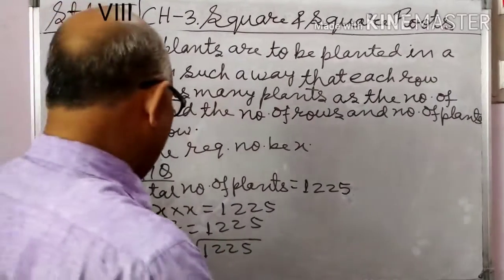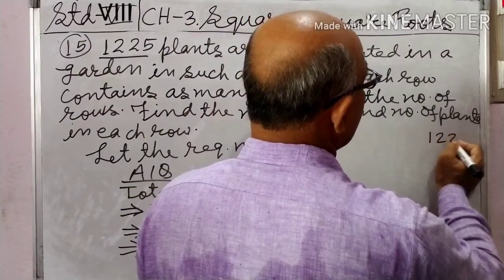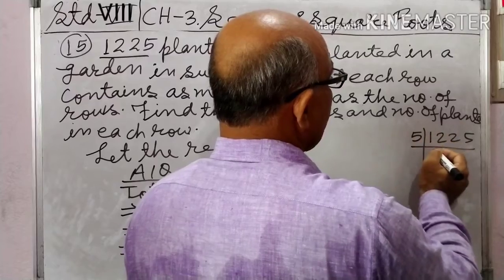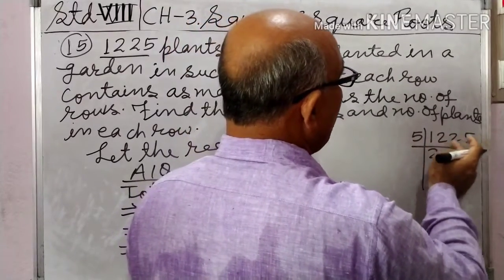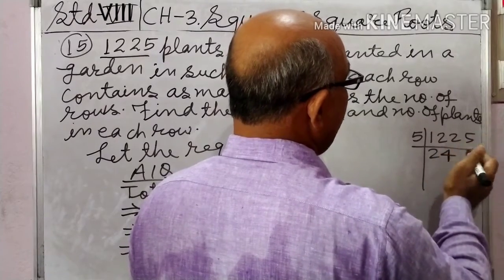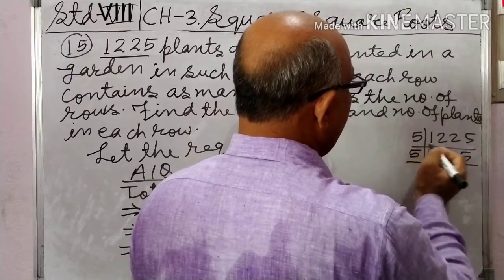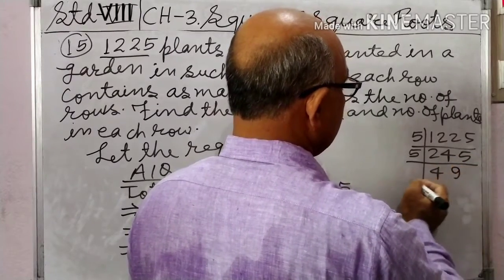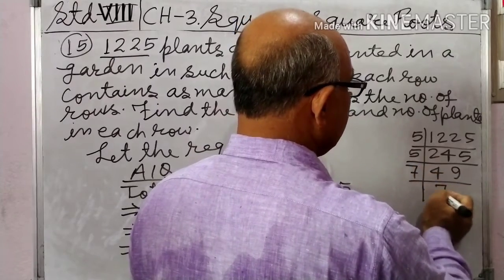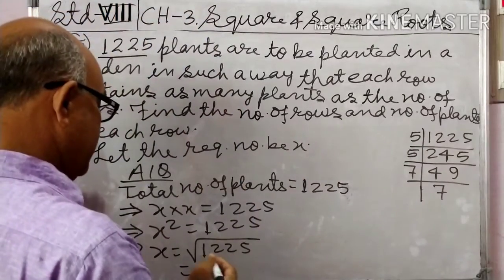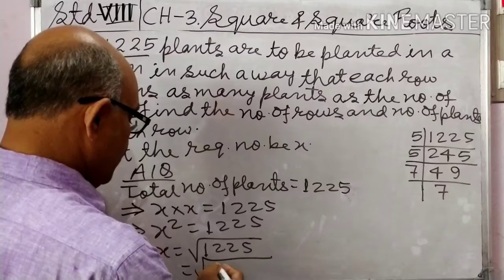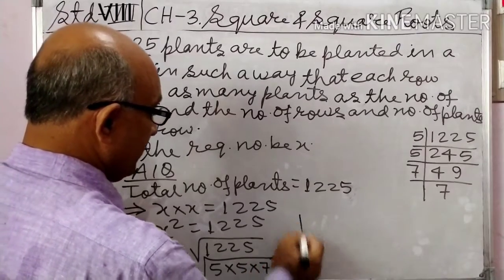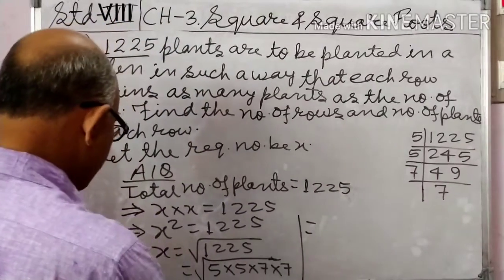Find the prime factors of 1225. 1225 divided by 5 gives 245, divided by 5 again gives 49, and 49 is 7 times 7. So the prime factors are 5 into 5 into 7 into 7.